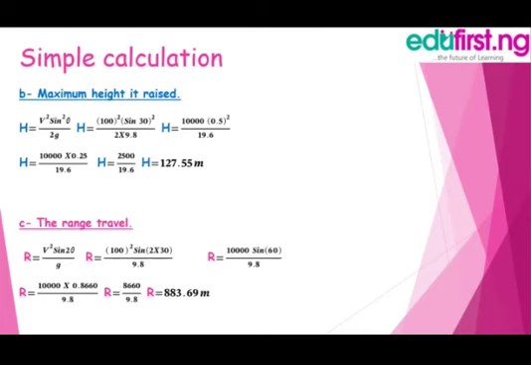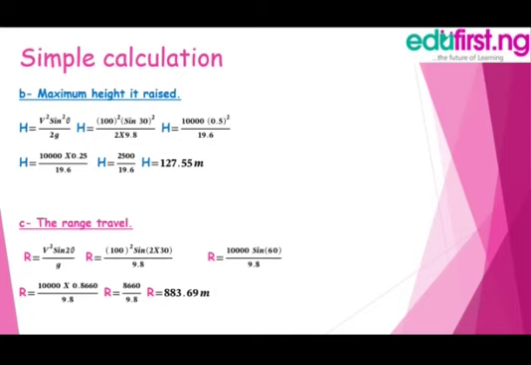Now the maximum height it reached. The above equation will be considered, where v squared sine squared theta all over 2g is the relationship to be used. V, which is our velocity, is 100, we substitute the values, theta is 30, and g is 9.8. After substituting the values, you arrive at a height of 127.55 meters. Remember, we said height is in meters.